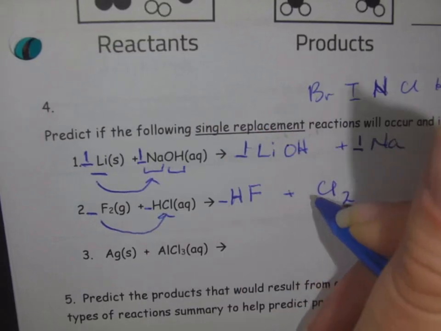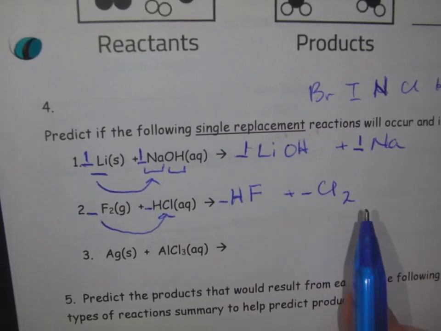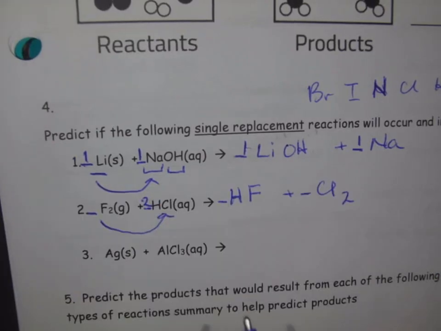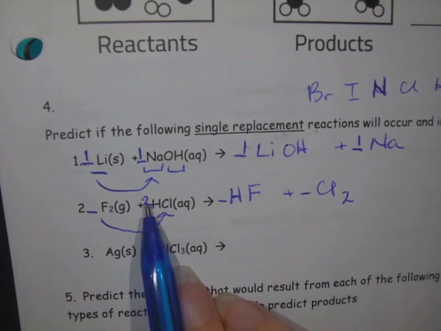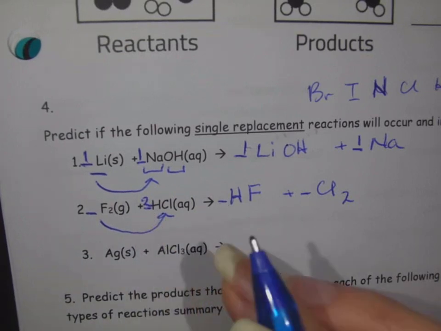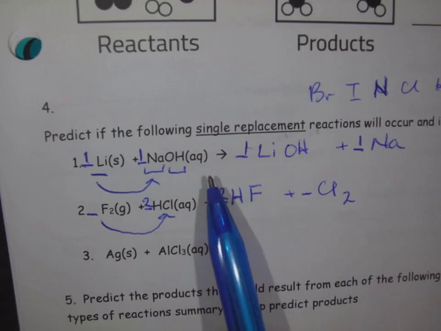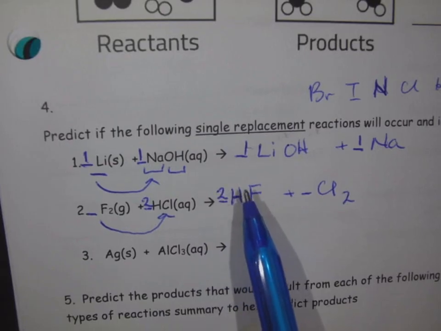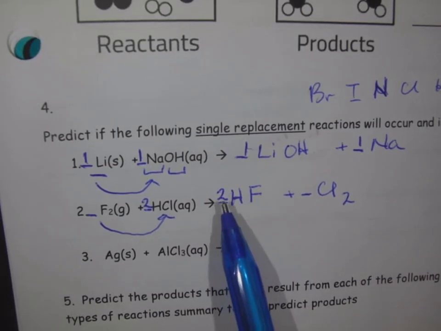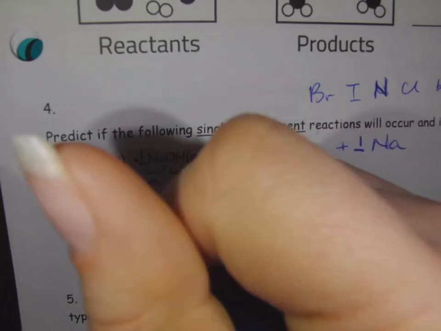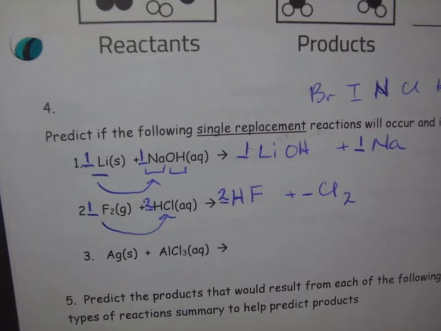So I have 2 chlorines here, so I need to add a coefficient, not a subscript, but a coefficient of 2 in front of the HCl. That would mean that I have 2 hydrogens, so I would have to have a coefficient of 2 there. And then this 2 applies to both the hydrogen and the fluorine, so this is 2 fluorine. Oh, and good news, we have a subscript of 2, so that would just be a coefficient of 1.